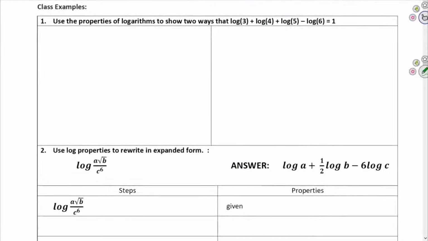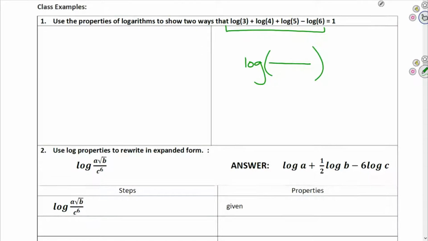Here's where they get a little bit longer. I have the log of 3 plus the log of 4 plus the log of 5 minus the log of 6 equals 1. I'm just going to write over here on the left-hand side and the right-hand side. I'm going to condense these into a single logarithm. They all have the same base. I have a subtraction, so I have to think about a division bar. If it's positive, it goes in the numerator. The 3 is positive, and so it goes like this.